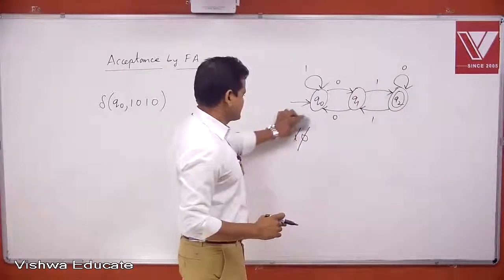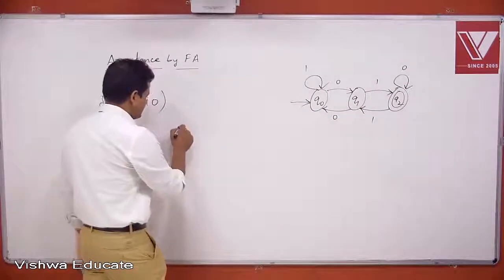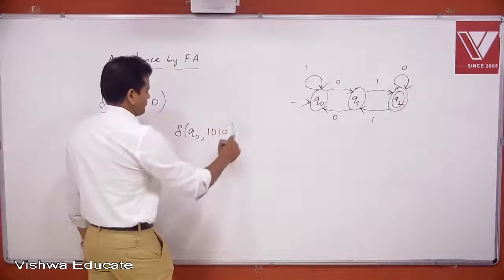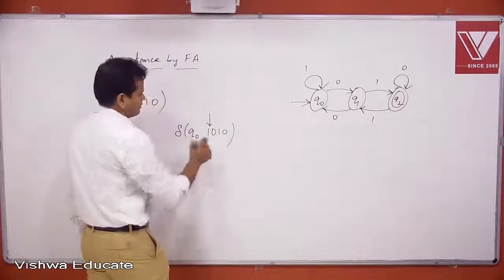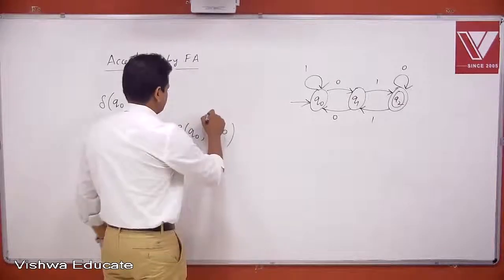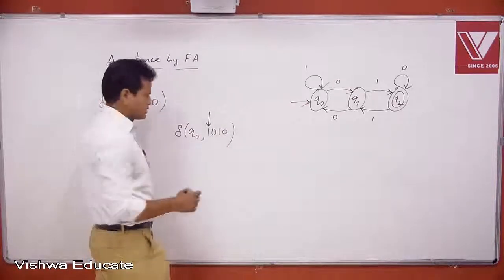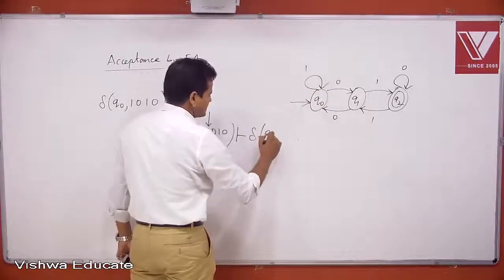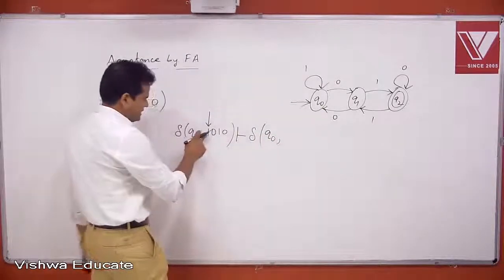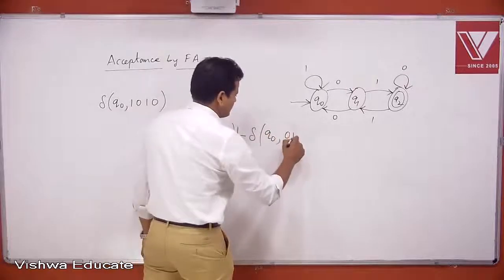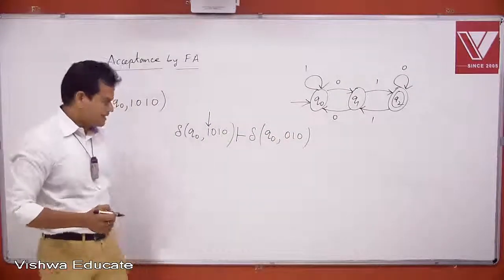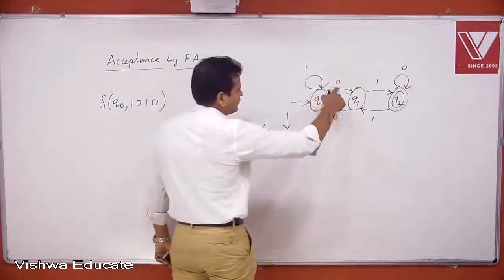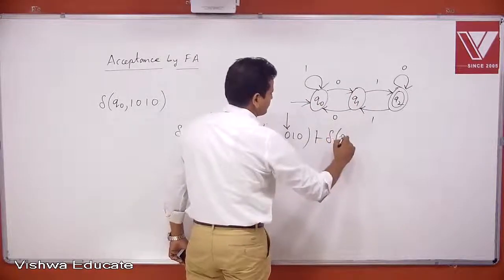Every time the string is scanned, we can write it like this: Q naught, 1010. The first symbol is 1. And at present it is in Q naught. So what will be Q naught on 1? The machine remains in the same state only. Already it has scanned 1. So what is the remaining input string? 010. Now the machine is in Q naught. Input symbol is 0. Q naught on input 0, what is the output state? It goes to Q1.